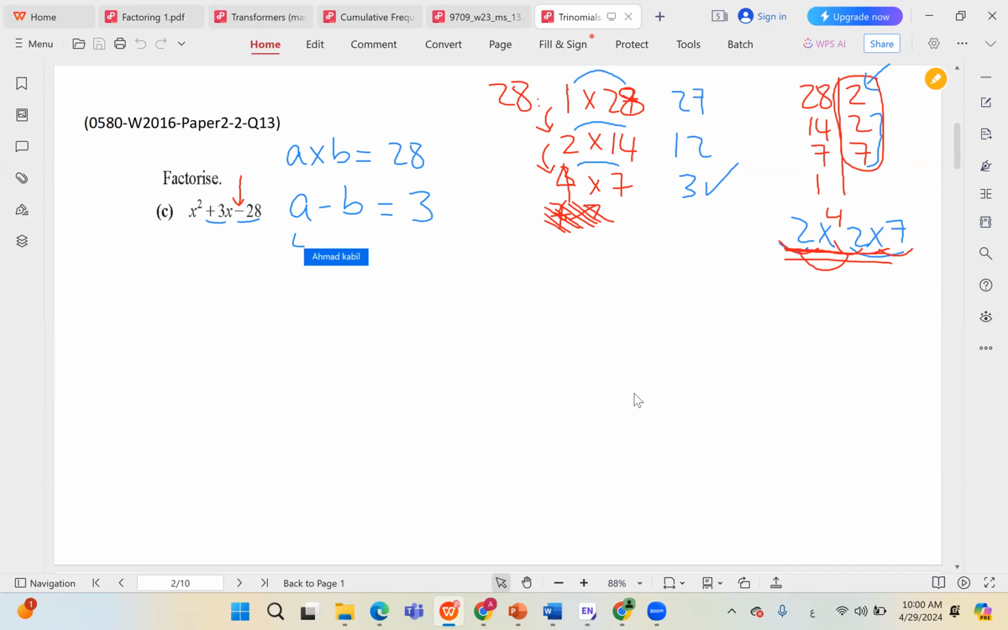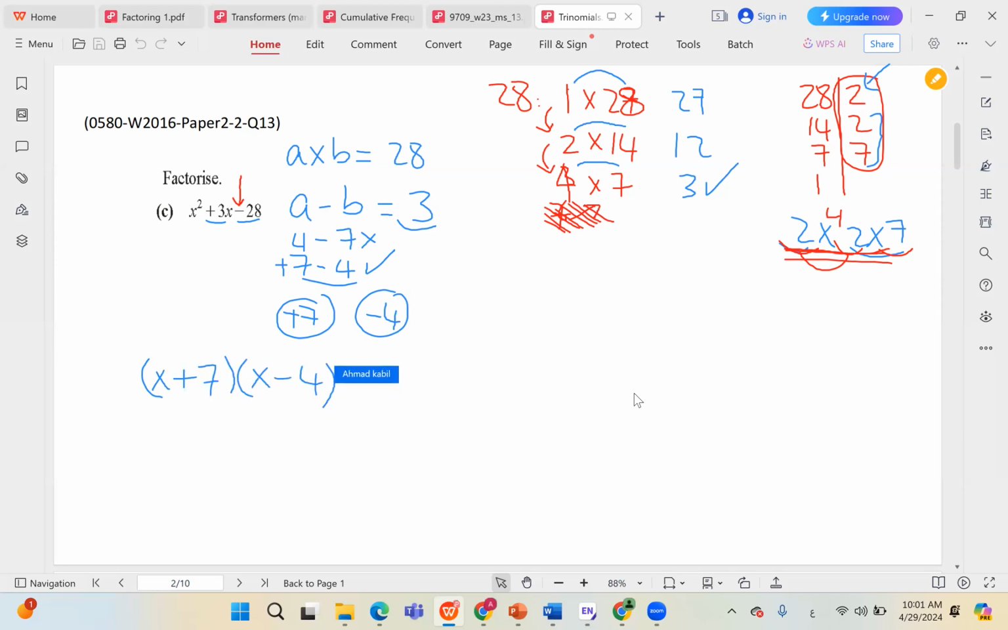So do we write here 4 minus 7 or 7 minus 4? Now we do care about the sign. The sign here is positive 3. So this is incorrect and this is correct. So 7 minus 4 is the correct choice here. This tells us that our factors are positive 7 and negative 4. So our final answer is going to be x plus 7 and x minus 4. This is the correct final answer here.